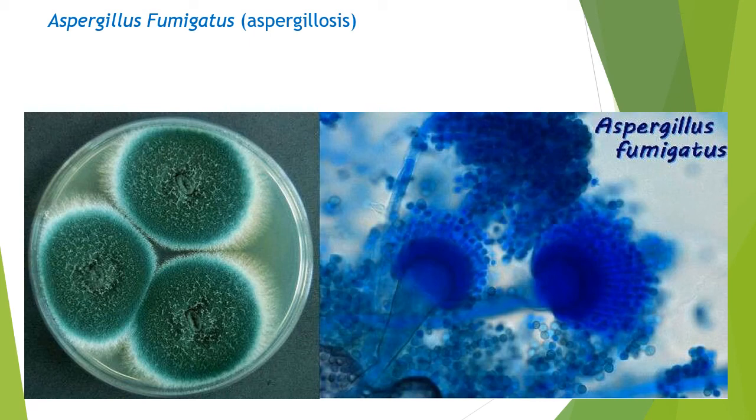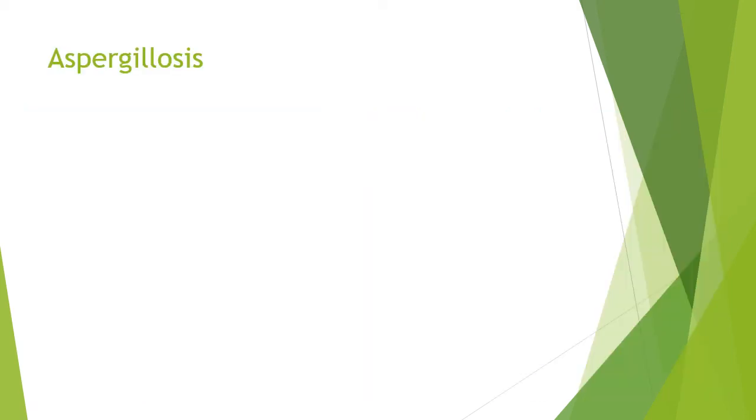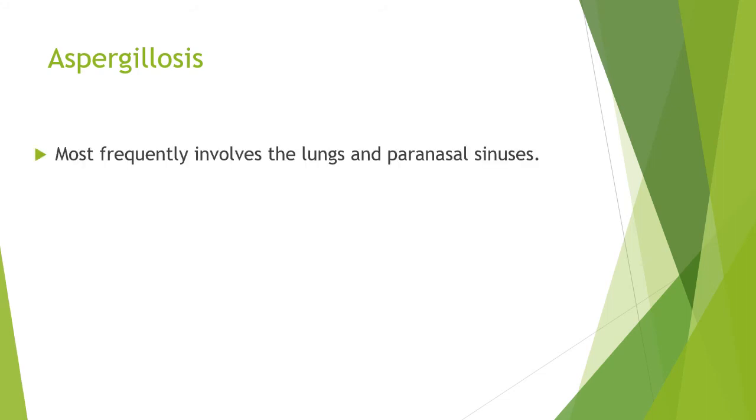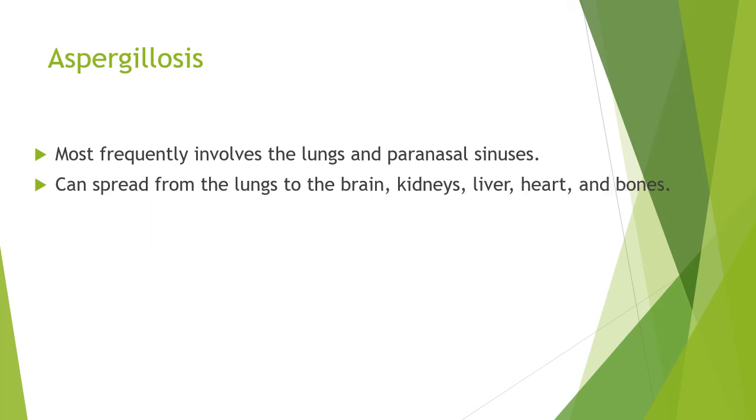The sputum culture of this patient actually grew what we see here, a type of mold we call Aspergillus, and this type of infection is called aspergillosis. So aspergillosis is caused by Aspergillus. Different species can be seen, but Aspergillus fumigatus is the most severe type of Aspergillus, and it most frequently involves the lungs and also the paranasal sinuses. It can spread from the lungs to the brain, kidneys, liver, heart, and also bones.